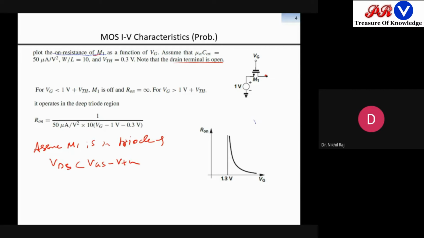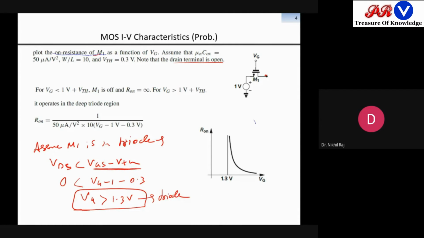Okay. So what is VD? I don't know. Since the drain terminal is left open, let's say that VDS is 0, because we have to maintain the relation that VGS minus VTH should be greater than 0. So the minimum value, let's say it is 0. So VGS is VG minus VS, minus VTH is 0.3. This means if I maintain VG greater than 1.3 volt, then my MOSFET will start working in the triode region.